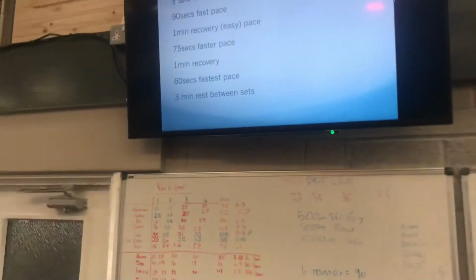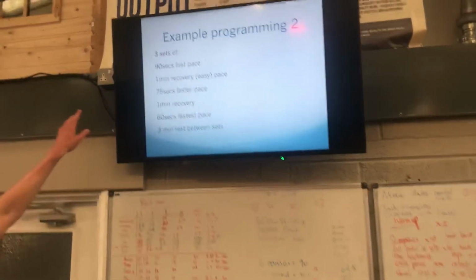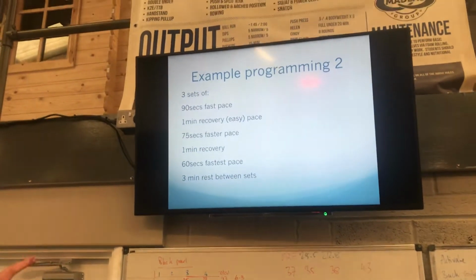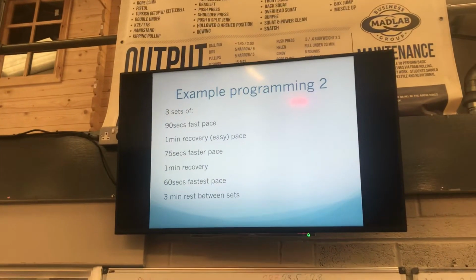Okay, that's cool. It's exactly the same for this workout, but this time we're doing it in seconds, so we have a 90-second fast pace, very similar, and a 1 minute recovery. This is much more accessible if you don't have a running track, if you're just doing runs up and down the road.